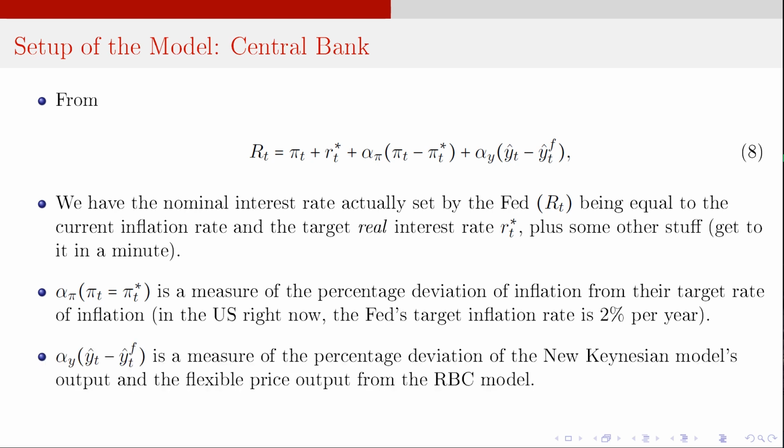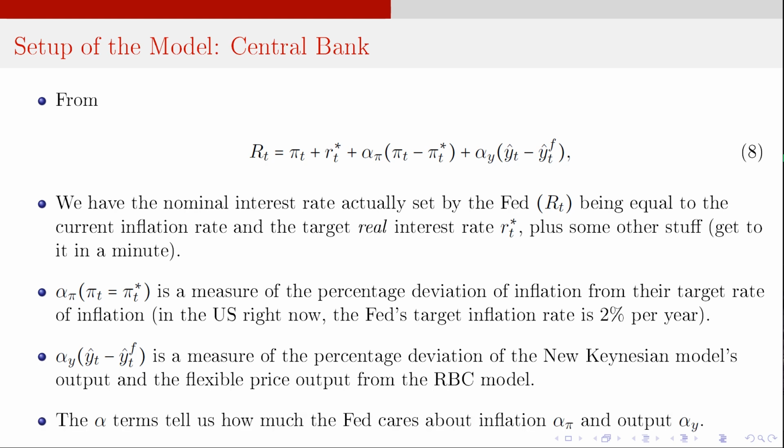Now, this alpha y times yt hat minus yt hat f is a measure of the percentage deviation of the New Keynesian model's output and the flexible price output from the real business cycle model.